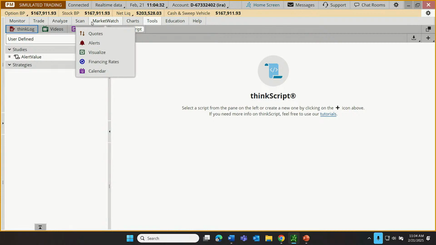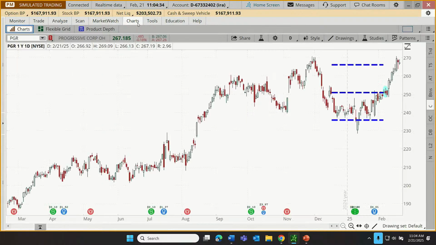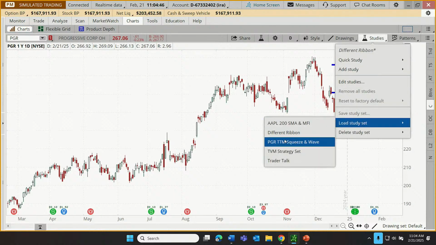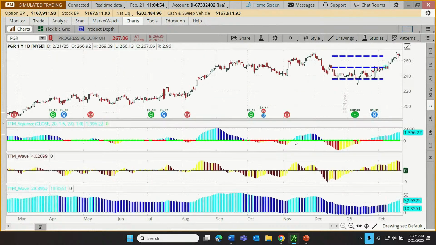So let's go to, it's interesting, skipped over to tools. Did I click on tools? I guess I actually accidentally clicked on tools. Anyway, so here's Progressive Corporation. Let me load up our study set that we used to build this trade. So we're going to load up our PGR TTM squeeze and wave, using the squeeze as a signal, the wave as trend confirmation in 2 time frames.